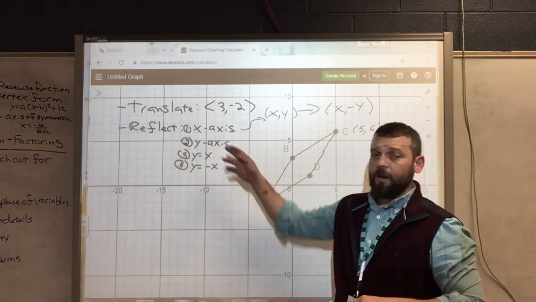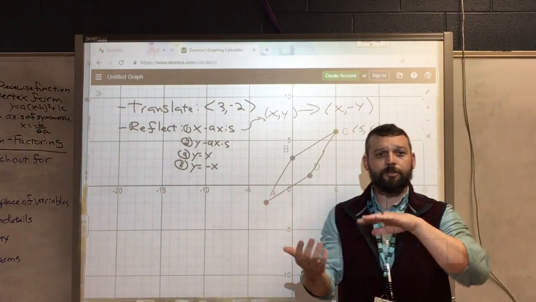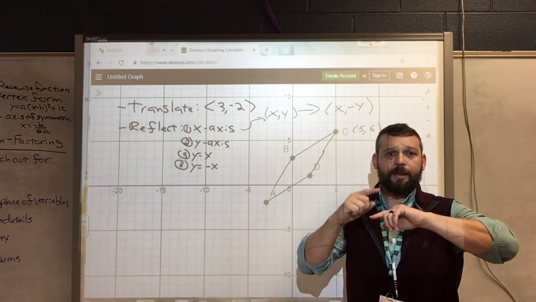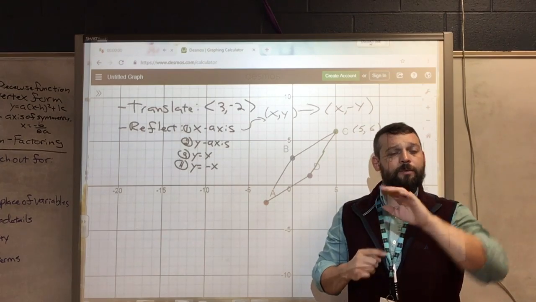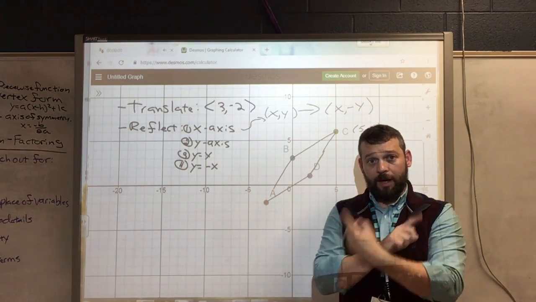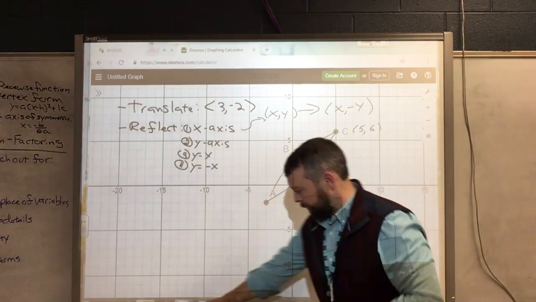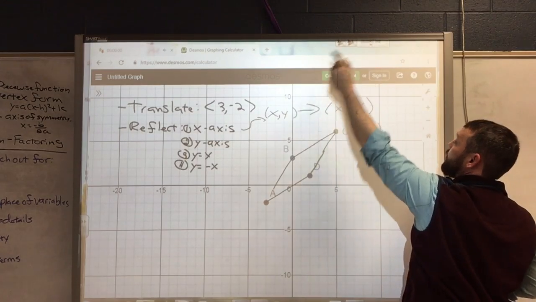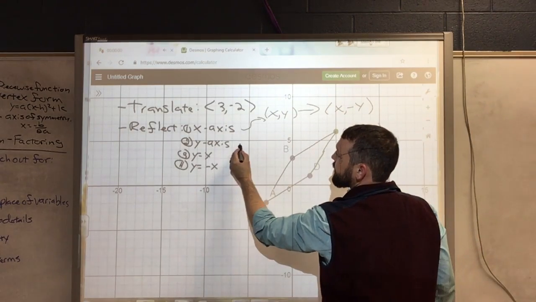Now, let's remove these. Okay, so let's look at the y-axis. Now, the y-axis is just kind of the inverse of what we did with the x-axis, where we negated the y value on the x-axis. Well, in this case, we're going to negate the x value to make it flip about that y. So here's the rule for that. So our rule to go about the y-axis.